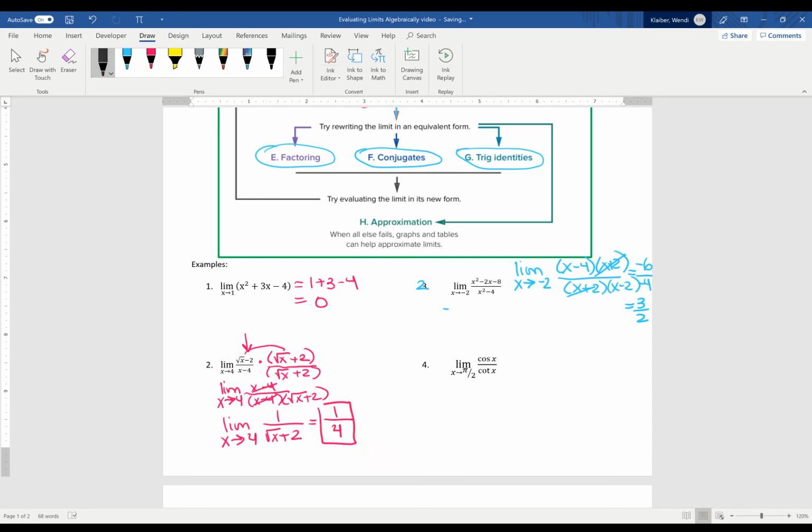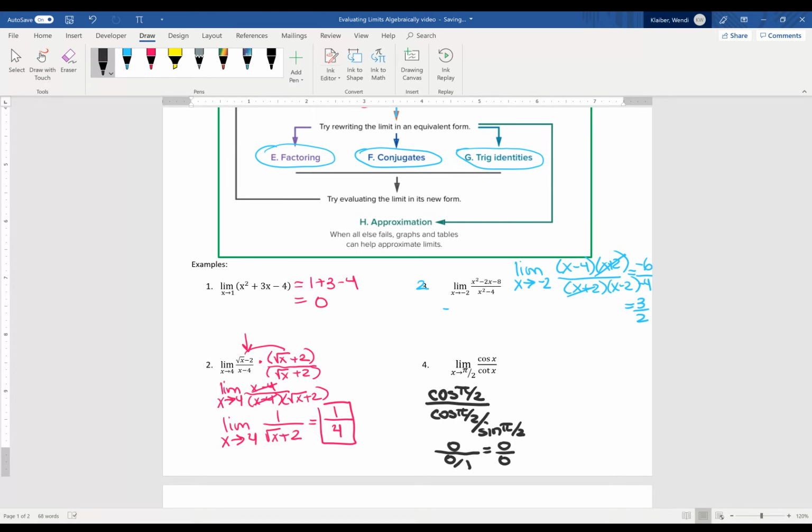And last of all, let's look at this example. We have cosine of x over cotangent of x. Well, cosine of pi half, we know is going to be 0. Cotangent is cosine of pi half over sine of pi half. Cosine of pi half is 0, but in the denominator, we're going to get 0 over 1. So we end up again with the indeterminate form.